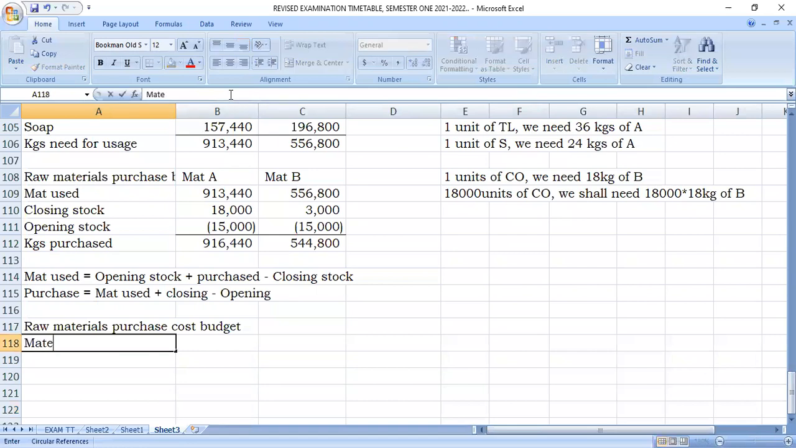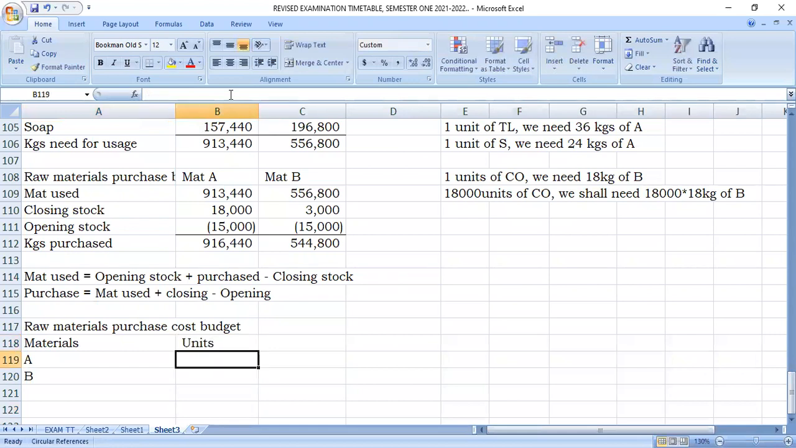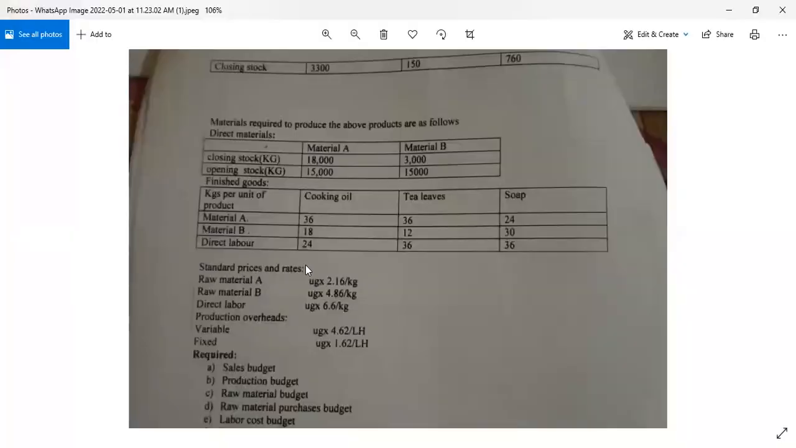So here you have your materials A and B. Then you have your units, how many units you bought or you want to buy. They are clear, they are here. For A, like I said, one budget feeds into another. So this one gives information here. Then you ask yourself, how much is the cost of each unit? How much am I going to spend on a single unit of material A? So you look for the information and see if it is given. When you come to your information, they said here, standard prices and rates. Material A is at 2.16 for a single kg.